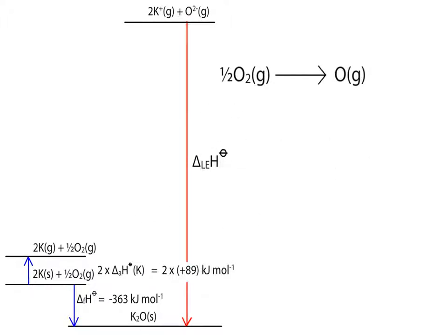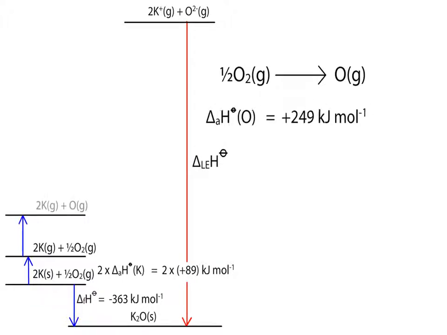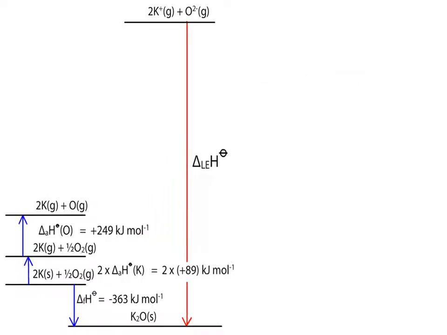Now we need to atomize our oxygen molecule. This will involve breaking the covalent bond and will require an input of energy. The enthalpy of atomization for oxygen is endothermic at plus 249 kilojoules per mole. Now we have our elements as atomized gases. We need to now form the ions.